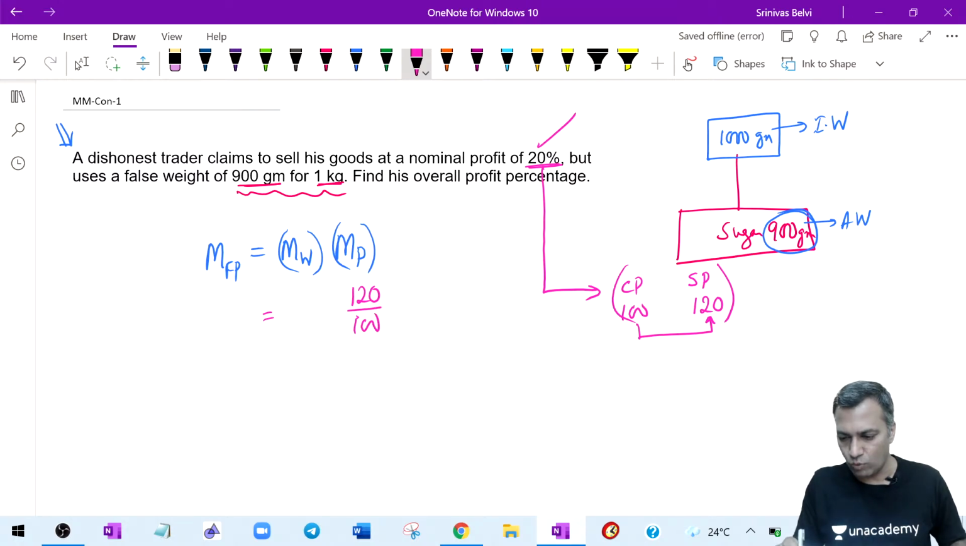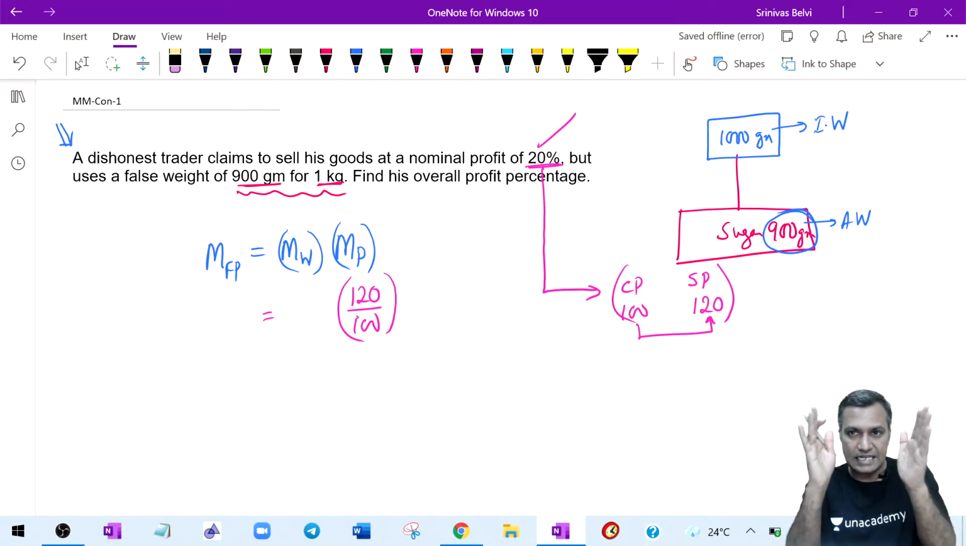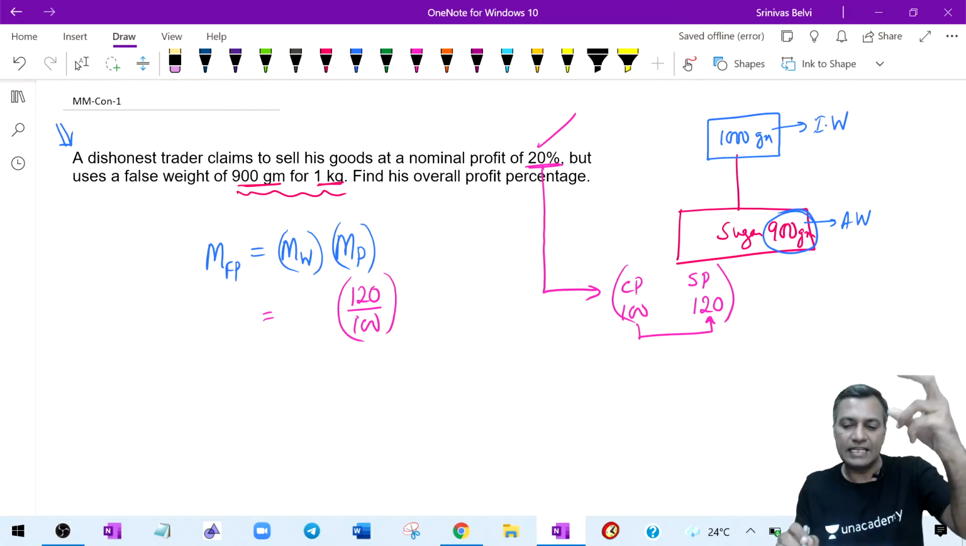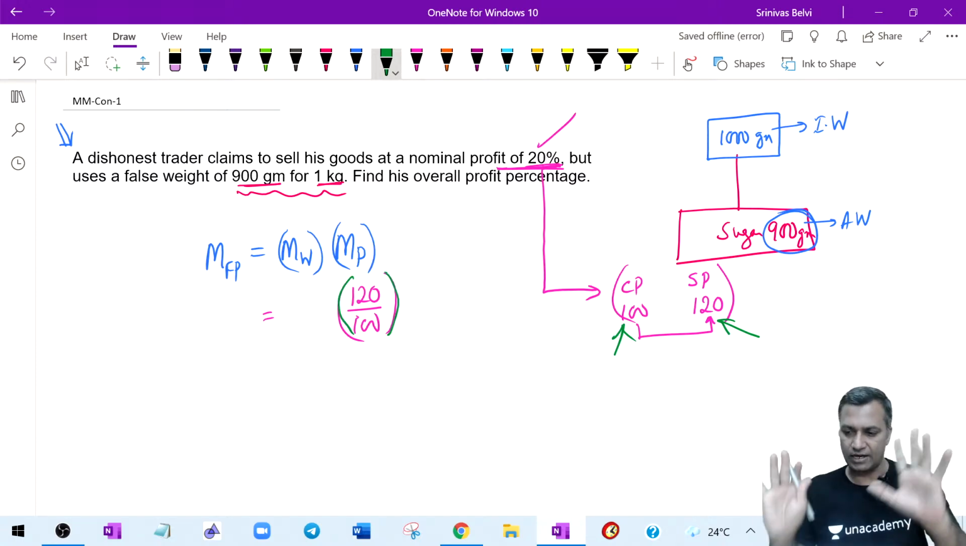120 divided by 100. Write the multiplier which is greater than 1, if that entity is creating a profit proposition for you. What is that? By telling them, hey, look, even I have to survive, my family has to survive. So I want 20% profit, which means if he has bought the goods for 100 rupees, he is trying to mark it at 120 rupees. Write that multiplier here. Fair enough, we did this.